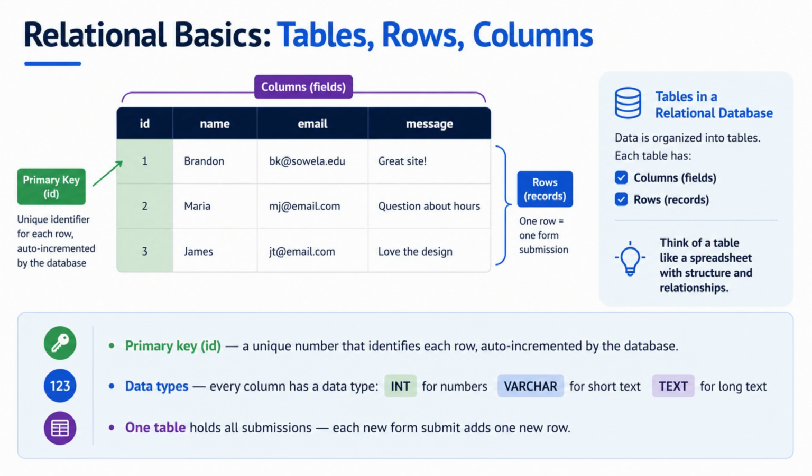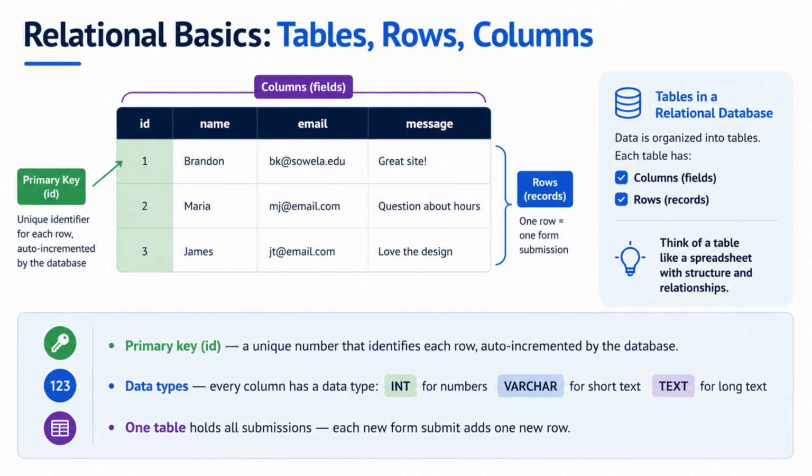Before any SQL or PHP, get the vocabulary locked in. These terms show up constantly in documentation and error messages, so it's worth being deliberate here rather than rushing past it. A table is rows and columns. Every column has a name and a data type that constrains what can go in it. int for whole numbers, varchar for short text with a max length, text for longer text without a strict limit, timestamp for date and time.